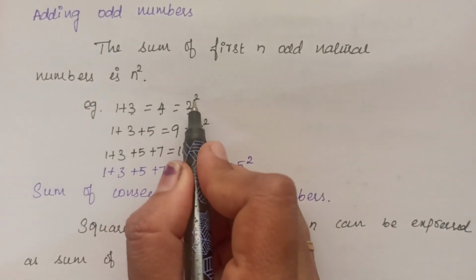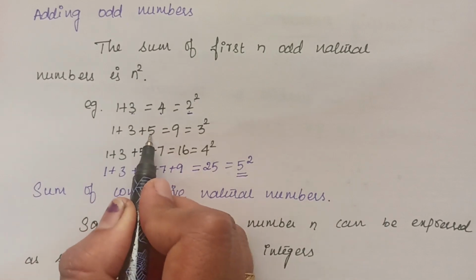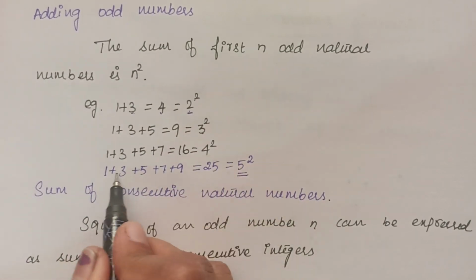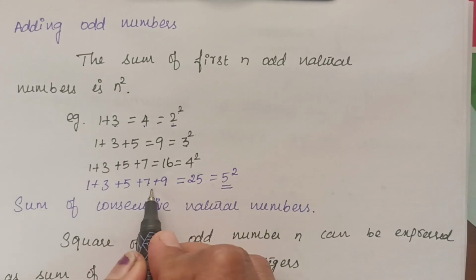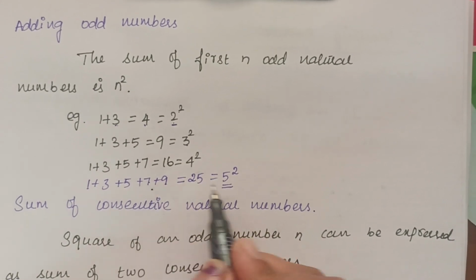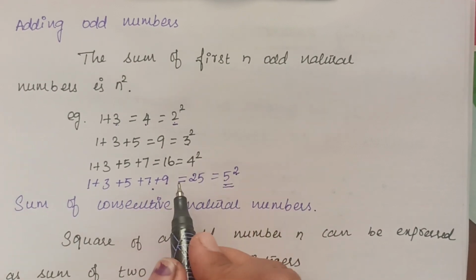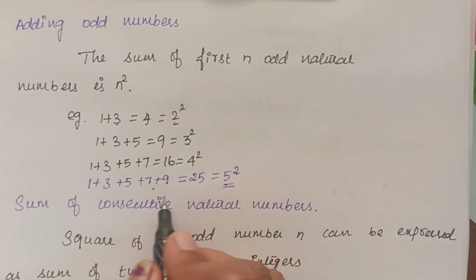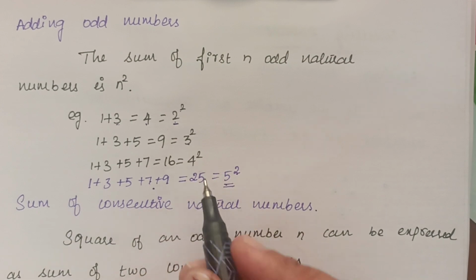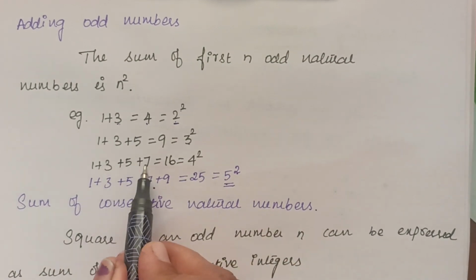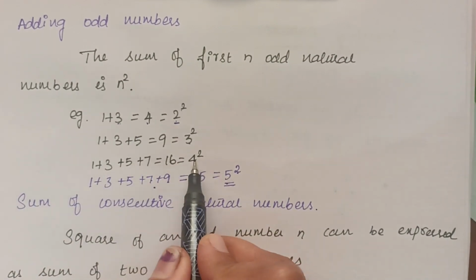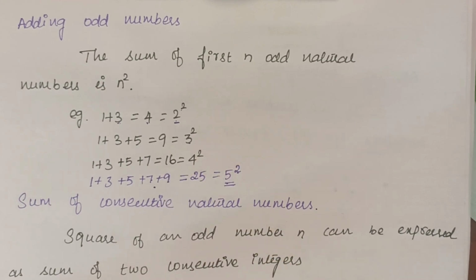Here there are two numbers, so we can write 2 square. Here we have 3 numbers, so it is 3 square. 1, 2, 3, 4, 5. Here we have 5 odd numbers, so the resulting number is 5 square. This is the easiest way to find the sum of odd numbers. If we have 4 numbers, we can write 4 square, it is 16.